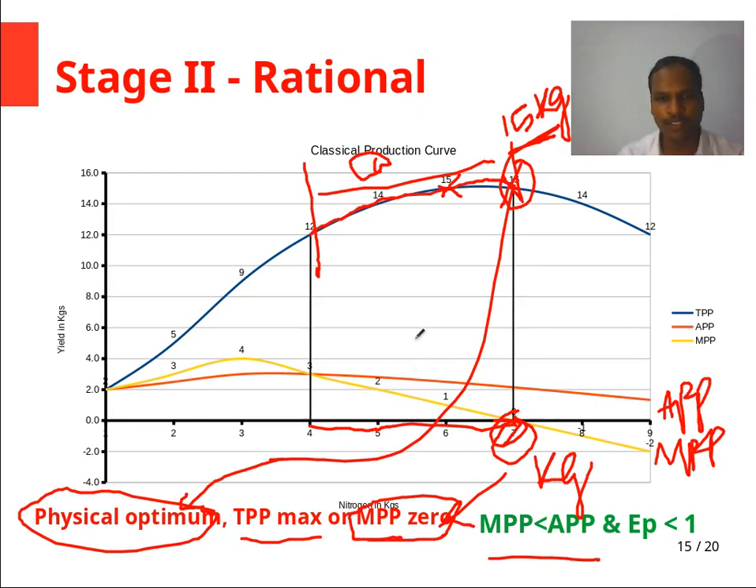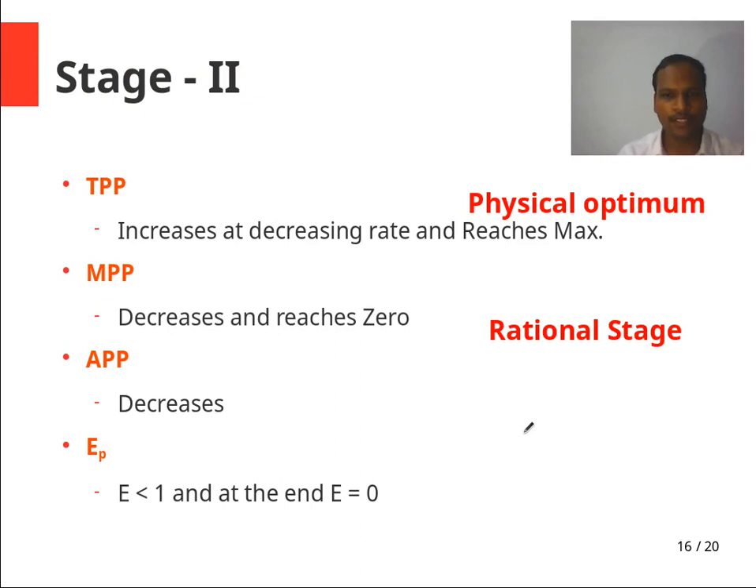That is why the elasticity is less than 1. And at the end of the stage, it gets 0. So we will see the written here. So TPP increases at decreasing rate and reaches maximum. That is 15 kg we have seen. So that is called as physical optimum. And MPP decreases and reaches 0.